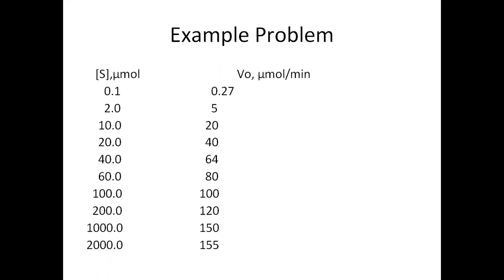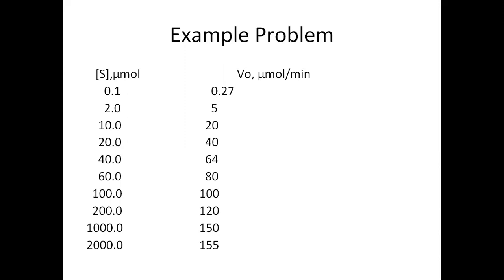As shown in these numbers, when the substrate amount is 2,000 micromoles, the velocity is 155 micromoles per minute. From the graph, I estimated 155, and 155 seems like a good number to choose based on this data for a Vmax.